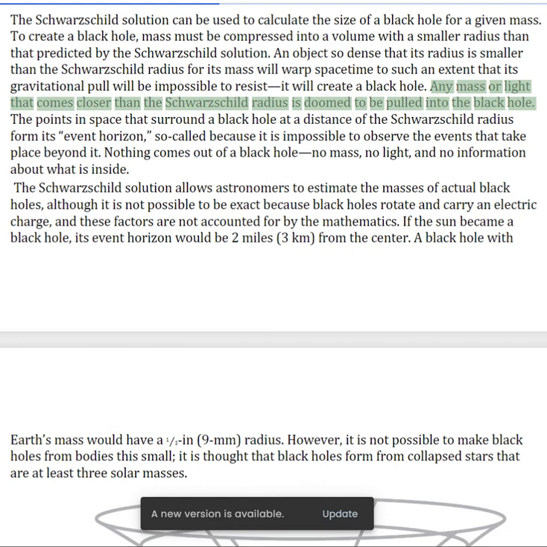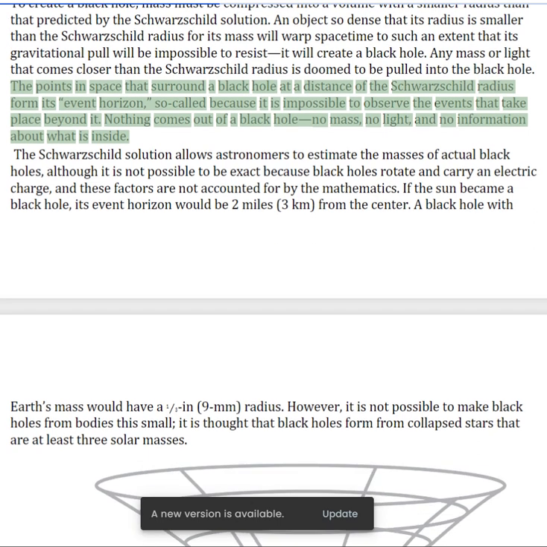Any mass or light that comes closer than the Schwarzschild radius is doomed to be pulled into the black hole. The points in space that surround a black hole at a distance of the Schwarzschild radius form its event horizon, so called because it is impossible to observe the events that take place beyond it. Nothing comes out of a black hole, no mass, no light, and no information about what is inside.